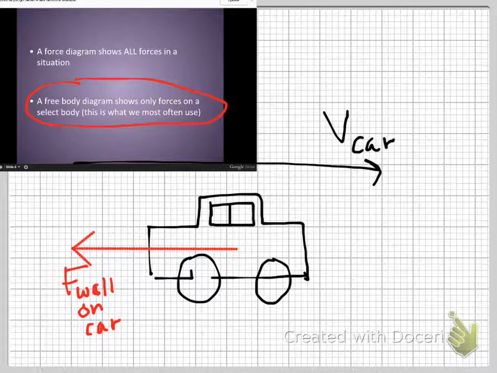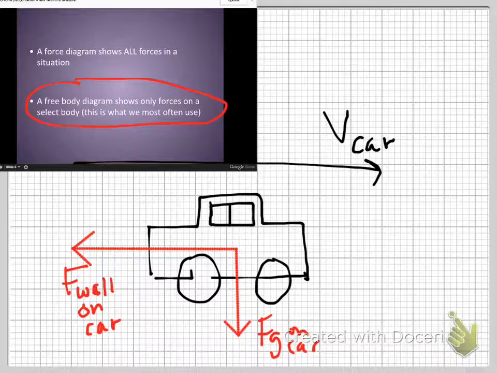We would still have a force of gravity on the car. And force of gravity is typically F sub G. We use a lot of F sub this, F sub that, just little subscripts to indicate what the force is from. We would still have a force of the road acting upward on the car.